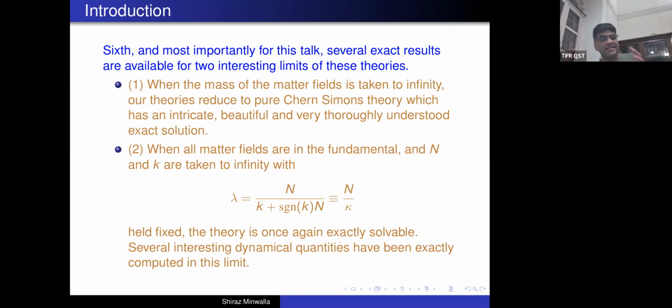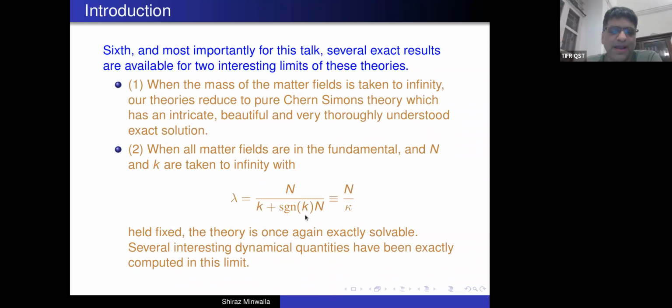However, what's more recently understood is that there is another limit in which these Chern-Simons theories coupled to matter are exactly solvable. In this limit, you take these Chern-Simons theories, couple them to theories of matter with fundamental degrees of freedom, and study them in the limit n goes to infinity, k goes to infinity with n by k held fixed.